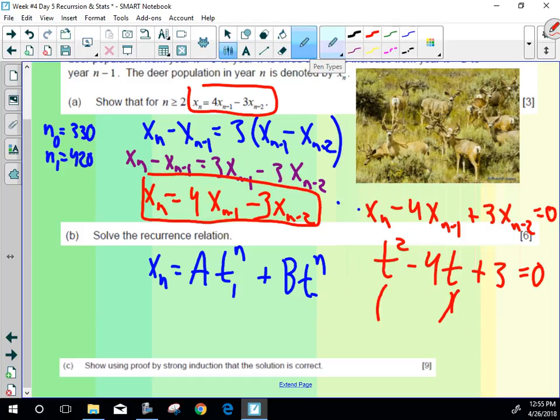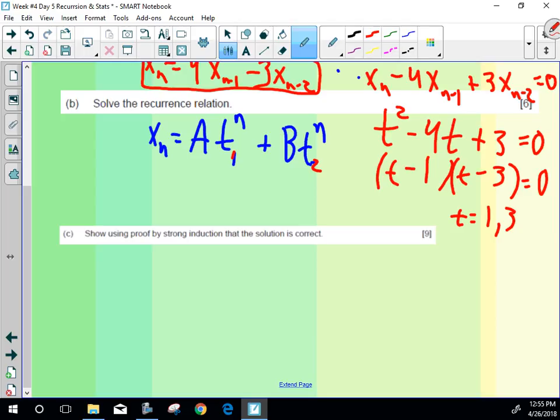Anyway, now you're going to factor this to find out what t is, to get these values of t that we're going to be putting in here, t1 and t2. So what is that going to factor into? Negative 1 and 3. Yep. So t will be equal to 1 and t will be equal to 3. We usually put the 1 first. So we're going to have X of n is equal to a times 1 to the n plus b times 3 to the n.